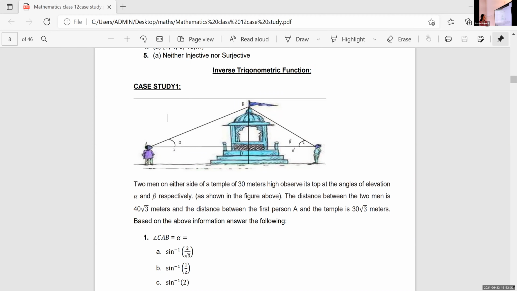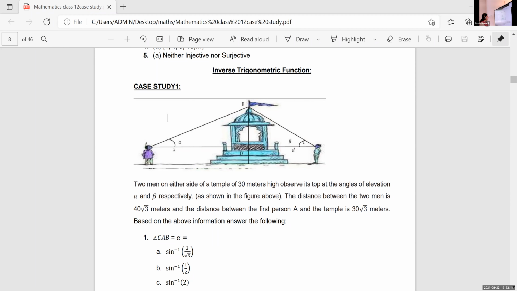Look at here. Two men on either side of a temple of 30 meters high observe its top at angles of elevation alpha and beta respectively. So two persons are standing here and they observe it. The distance between the two men is 40 root 3 meters, and the distance of the first person A and the temple is 30 root 3 meters. Based on the above information, answer the following.